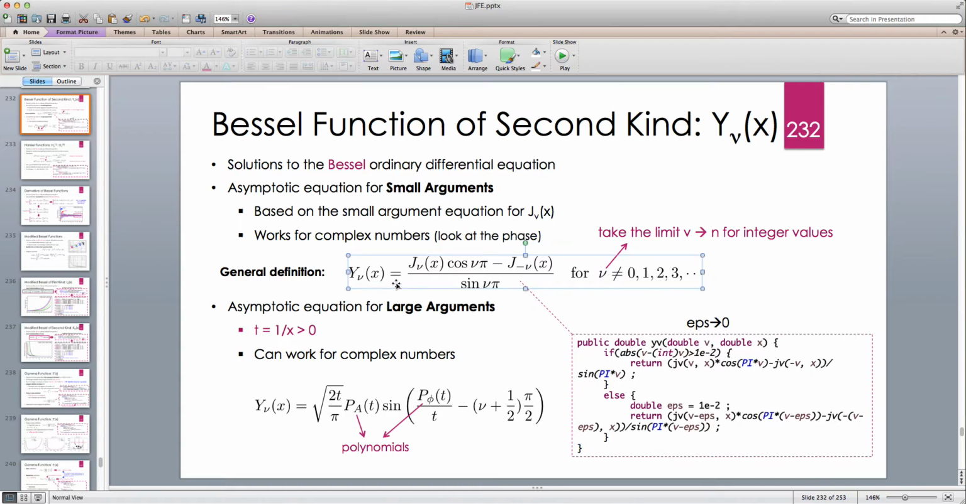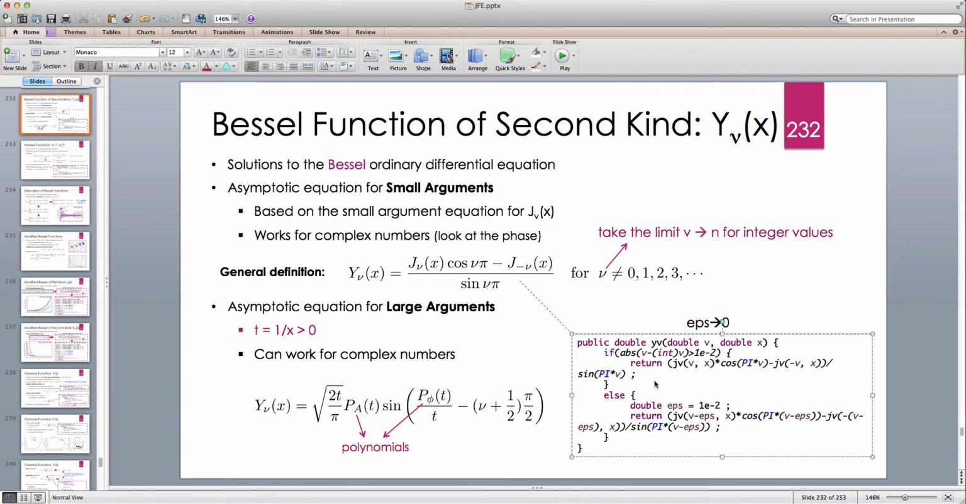For integers, we take the limit, right? But for a small argument, we can use this general definition, calculate Jnu for small arguments, and then calculate Ynu. For a large argument, we saw that Ynu actually has an asymptotic similar to Jnu. Jnu had an asymptotic which was some amplitude times cosine of some phase. Ynu becomes the amplitude times sine of the phase, right?